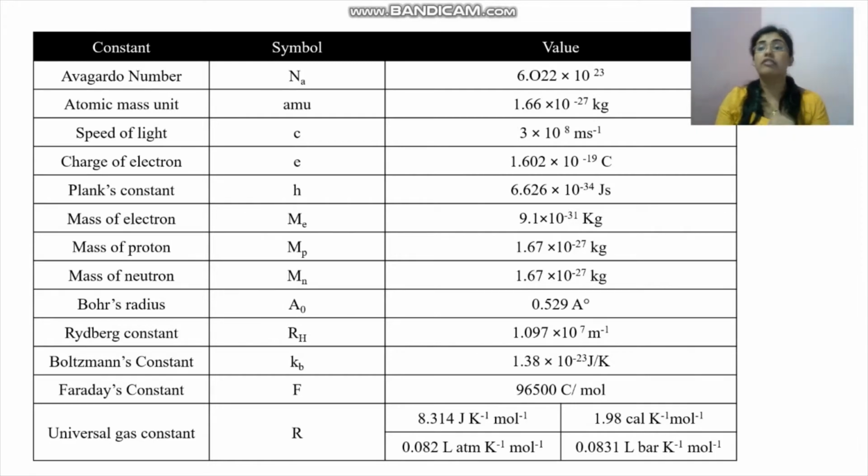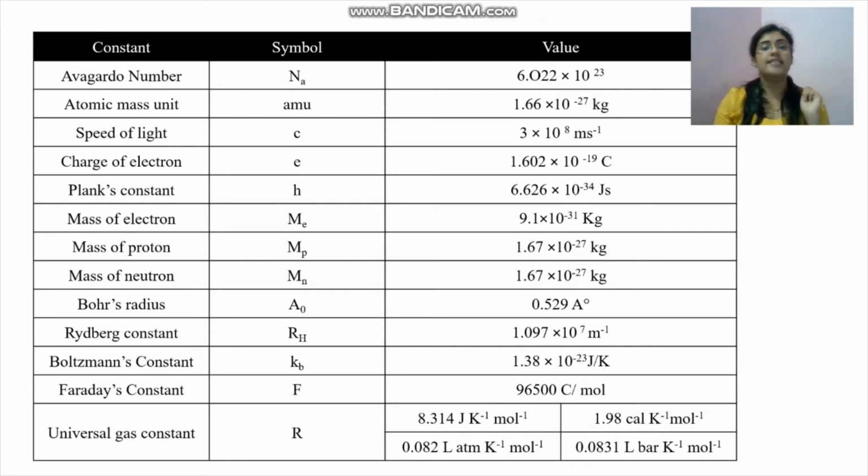Then we have the mass. Mass of an electron, mass of a proton and mass of a neutron, given by m subscript e, m subscript p, and m subscript n. So mass of an electron is 9.1 into 10 raised to minus 31 kilograms. Mass of a proton is 1.67 into 10 raised to minus 27 kilogram, and mass of the neutron is the same, 1.67 into 10 raised to minus 27 kilogram. Proton and neutron have the same mass.